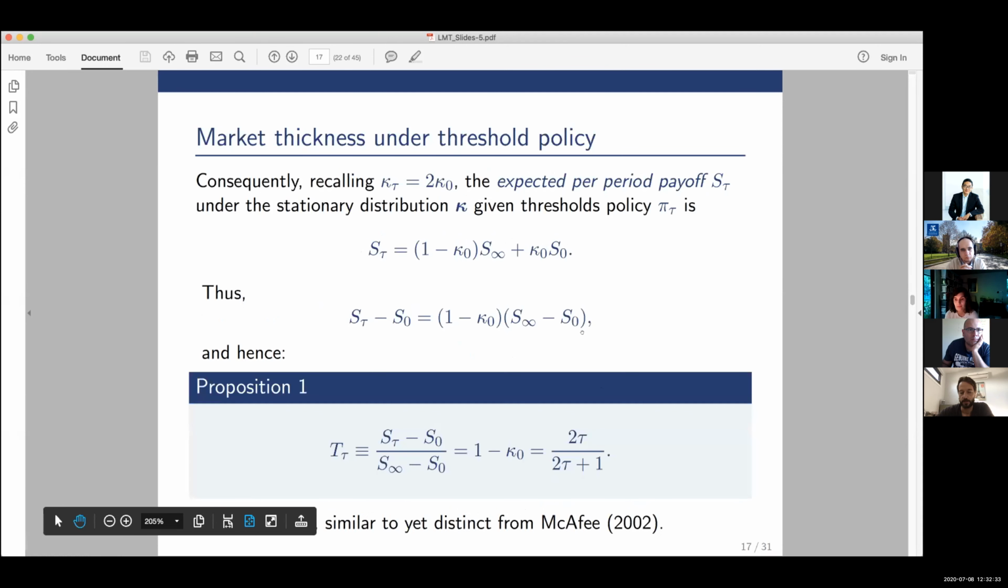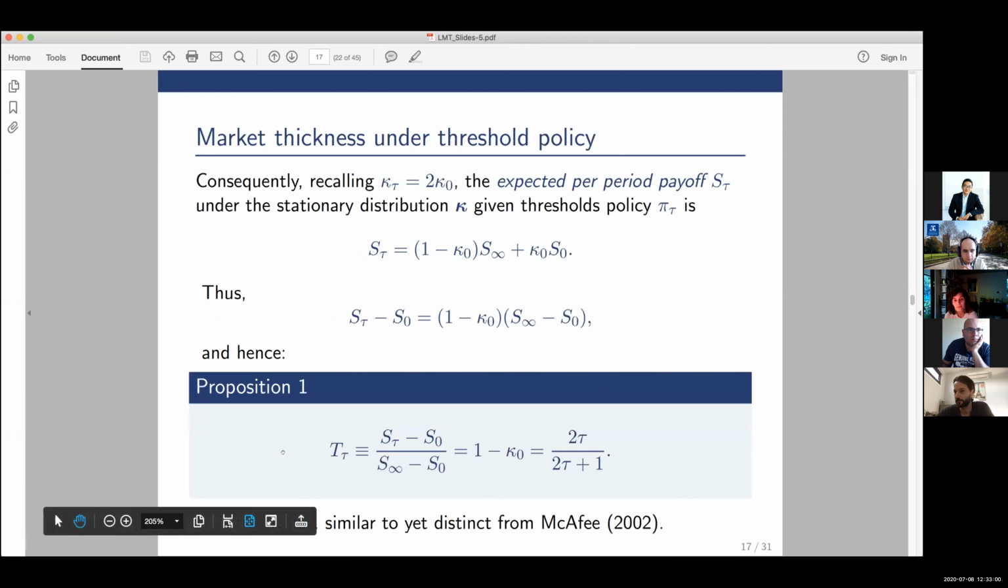Okay, and so then if you do the algebra right, it took us a couple of weeks to come up with that simple formula, but once you see through the thickets, it's quite simple. So S of tau is just (1 minus kappa 0) S infinity plus kappa 0 times S naught. And so then if you take the difference S tau minus S naught, you get (1 minus kappa) times (S infinity minus S naught).